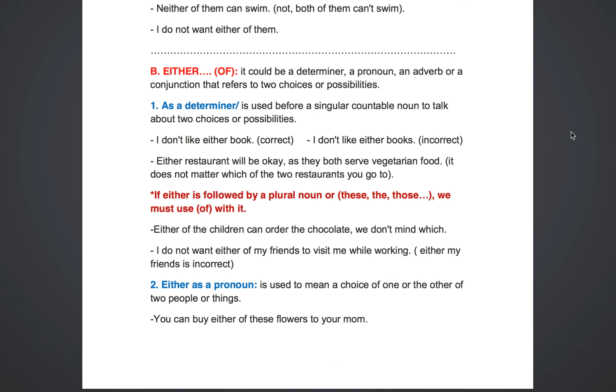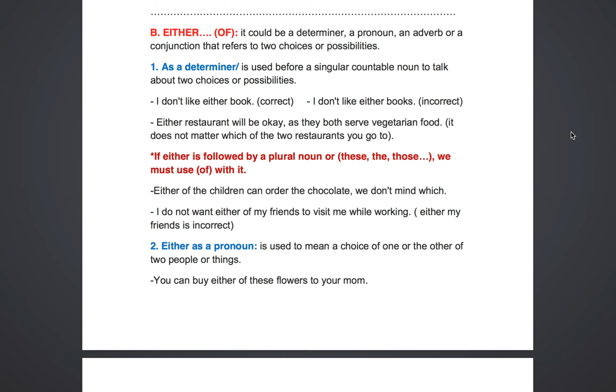Well, the second correlative conjunction we have is either or. Either can be used in different ways like both, and it has different functions. It could be a determiner, a pronoun, an adverb, or a conjunction that refers to two choices or possibilities. Either or either of here refers to one of two things. We have two things and you refer to one of them. So this is also singular, but it can be used in a negative form.